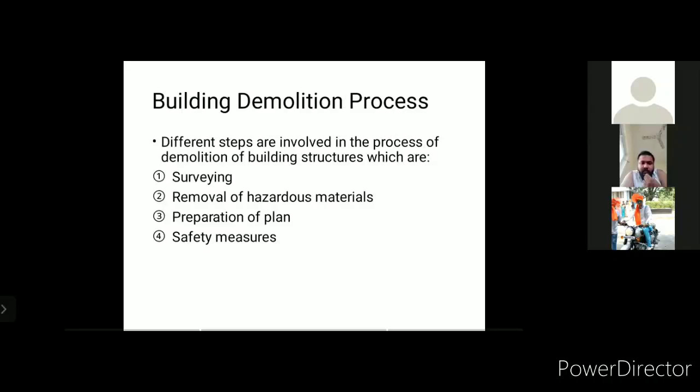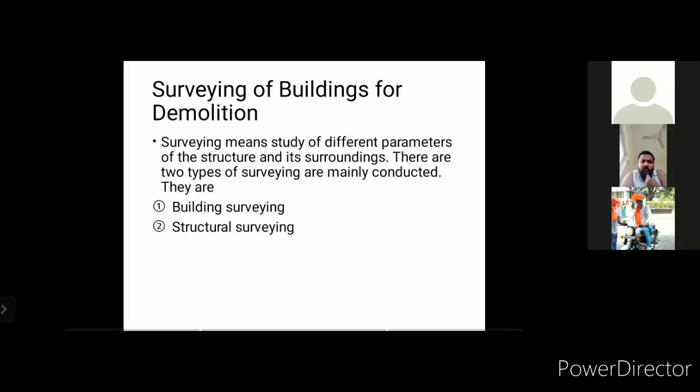So there are four steps in the building demolition process. First one is surveying. Second is removal of hazardous materials. Third is preparation of plan. Fourth is safety measures. Surveying of buildings for demolition. Surveying means study of different parameters of the structure and its surroundings. There are two types of surveying. First one is building surveying and second one is structural surveying.